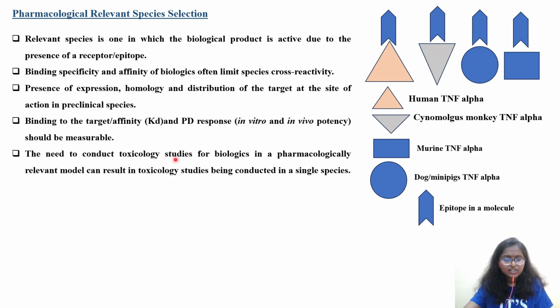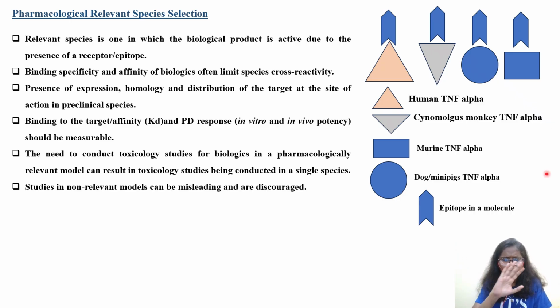The need to conduct toxicology studies for biologics in a pharmacologically relevant model can result in toxicology studies being conducted in a single species. Getting my point? In the same relevant species you do pharmacology studies, and in the same relevant species you do toxicology studies. One single species is enough. No need of doing a battery of toxicology studies.